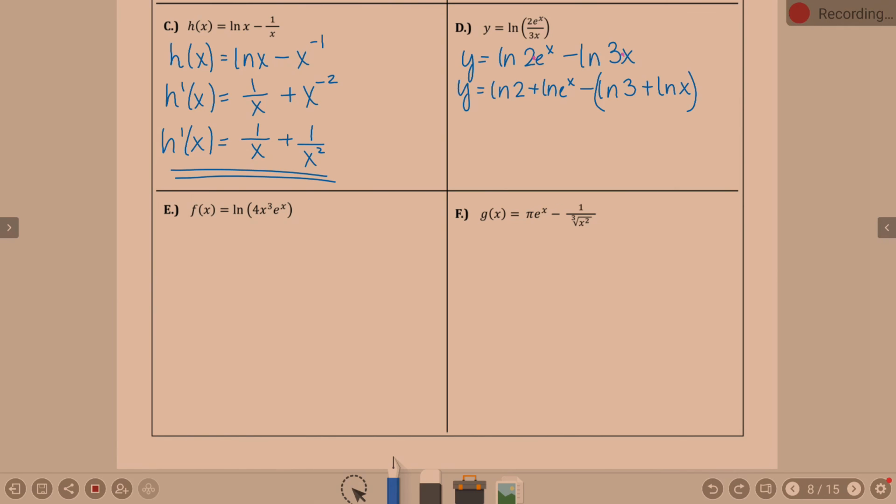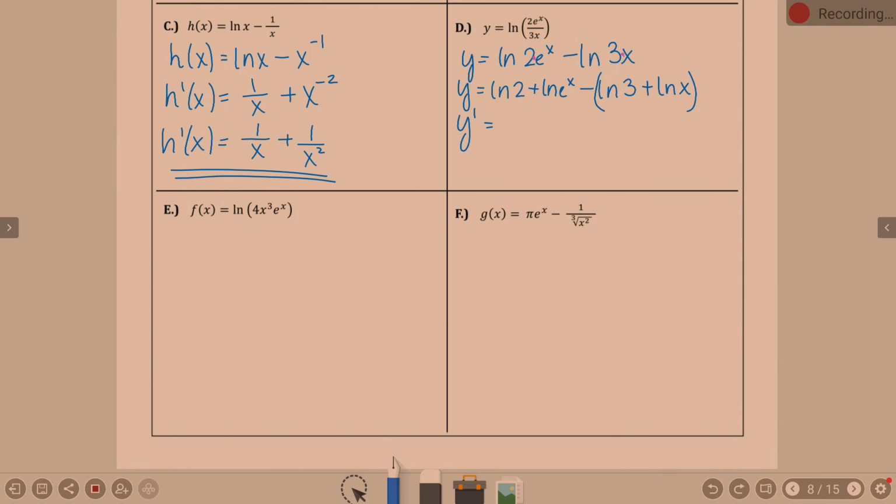Natural log of 2. What is natural log of 2? Is there a variable in it? Natural log of 2 is a number. I can plug that into my calculator, yes? What's the derivative of a number? 0, yes? You see what I'm saying there?